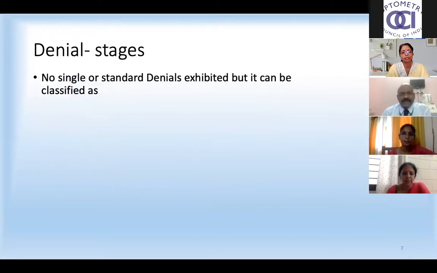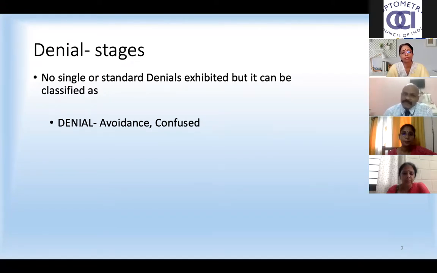Now, there are various stages of denial. If you consider a presbyope going through these stages of denial, he might go through the entire stages, or there may be a couple of things which he will go through and then go to the stage of acceptance. The first one is denial, the denial per se. So what is it?